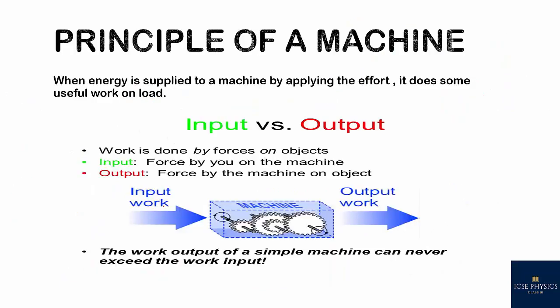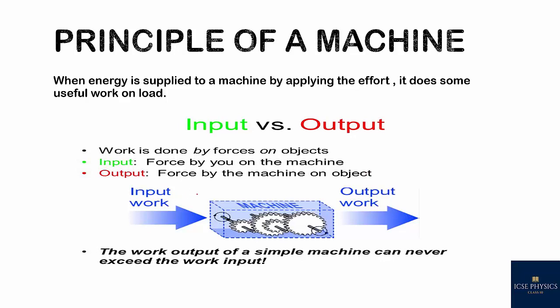Now, what is the principle of a machine? A machine usually works under a principle that whenever energy is supplied to a machine by applying an effort or a force, it does some useful work on the load. So if you supply some input work or input energy, then obviously you will get some output work. Input work will be by applying a force or an effort, and we will get some work on the load.